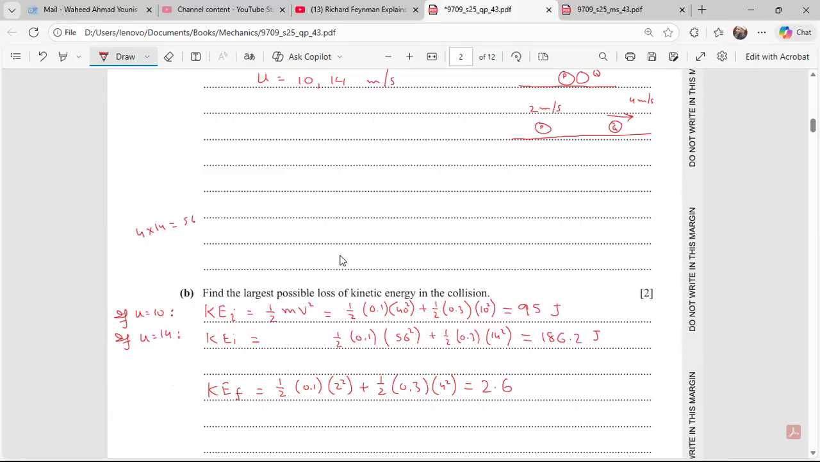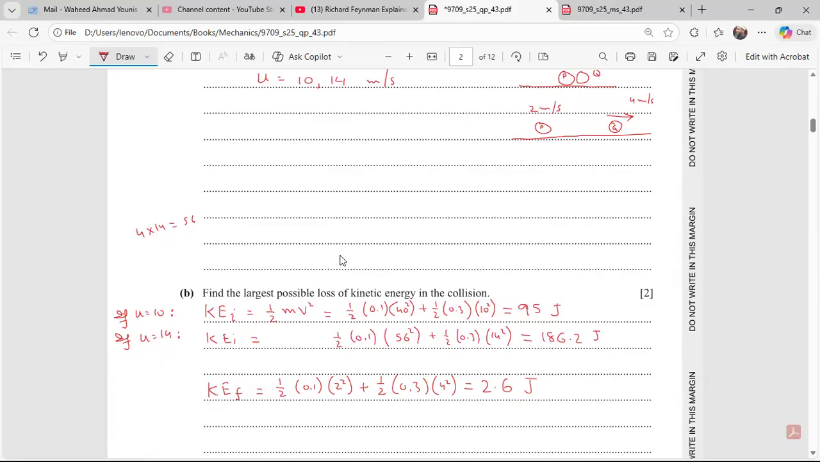Okay, so you can see that the energy loss was huge. The final energy after the collision is 2.6 joule only. So initial energy, it was either 95 joule or 186.2 joule, depending upon what is the speed of the U. Okay, so the energy loss you can calculate by subtracting these values.